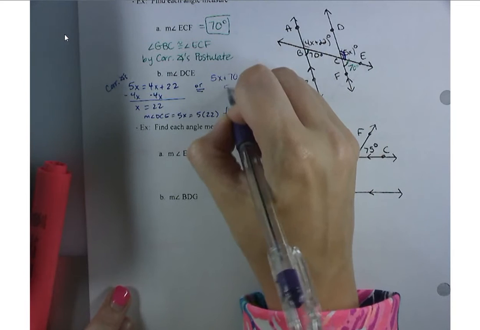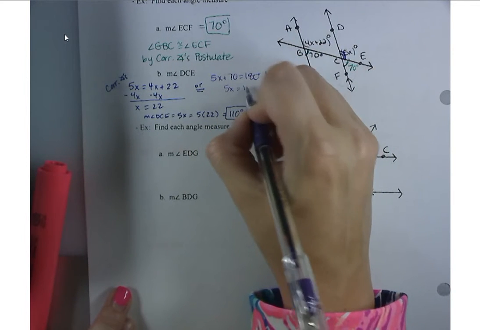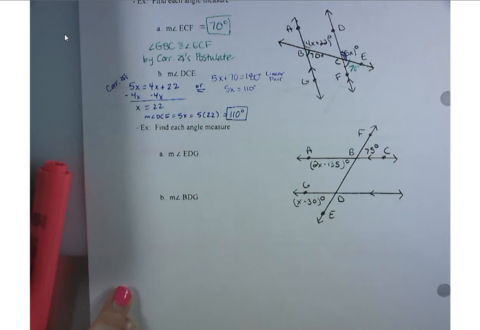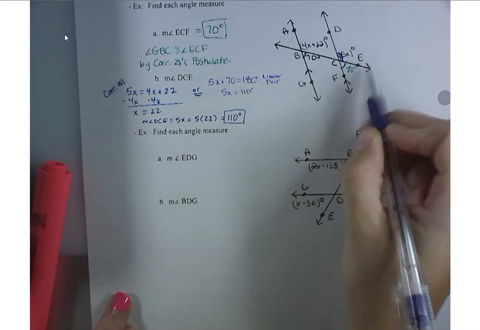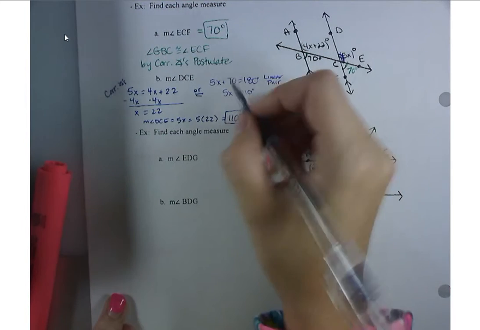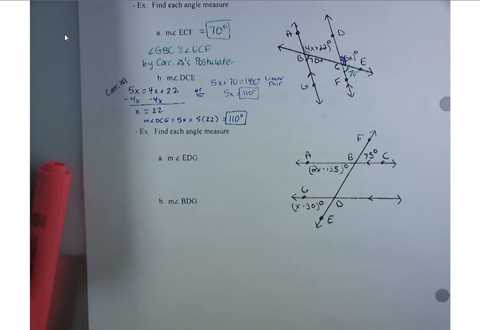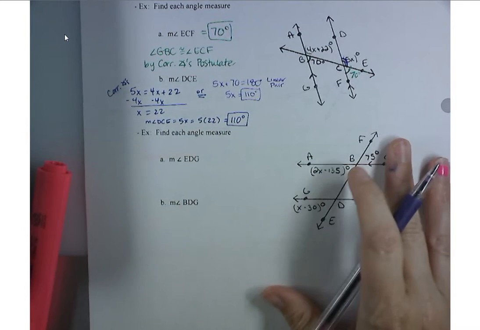So if you subtracted 70, you get 5x equals 110. And really, look, 5x equals 110. So isn't 110 going to be this? Yeah, you could also solve for x. So 5x equals 110, that would be 110 degrees. Okay, so there is more than one way to solve, so that's fine. So you do whatever works for you, whatever you notice first.